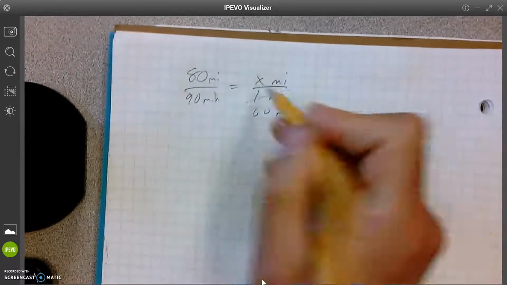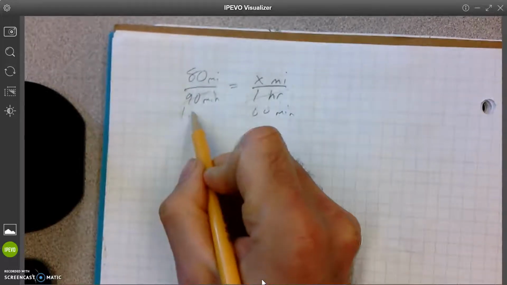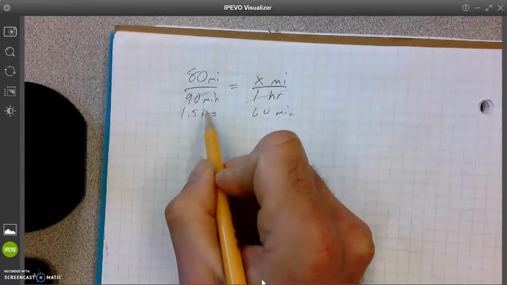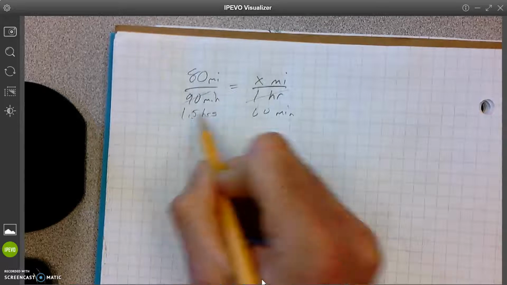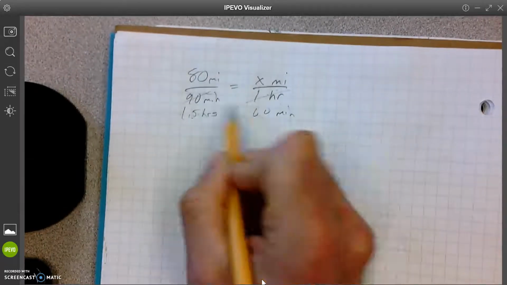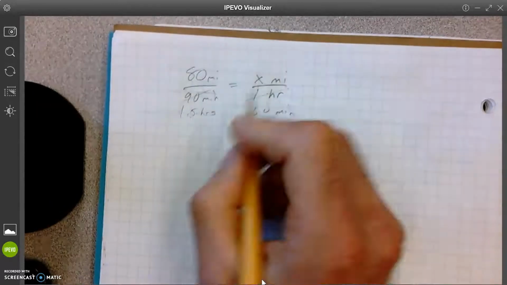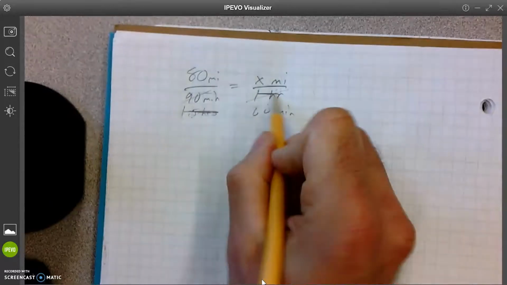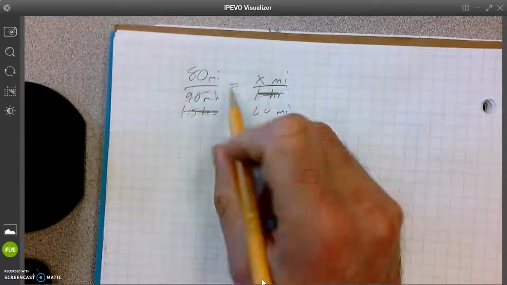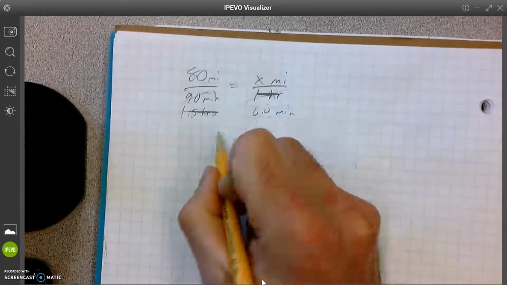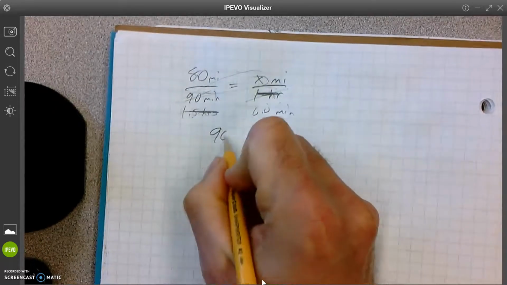Yeah, you could. You could leave this as hours, and you can put this as 1.5 hours if you want. 1.5 hours is 90 minutes. So you can keep the hours, or you can do the minutes. Whatever you want is fine as long as the label is the same. So let's change it to minutes because that's what we did last time. So 80 times 60 and 90 times x.